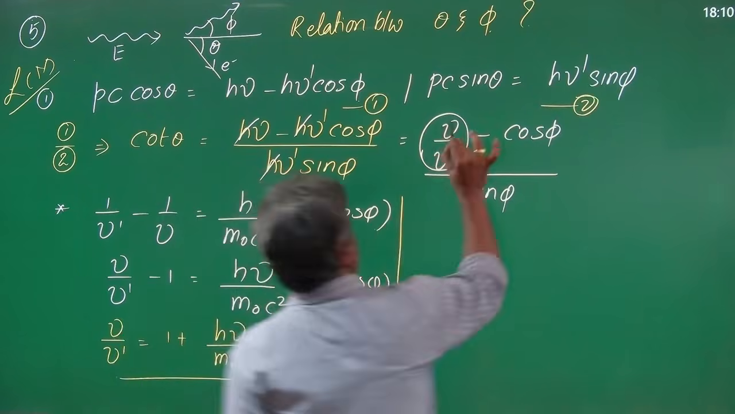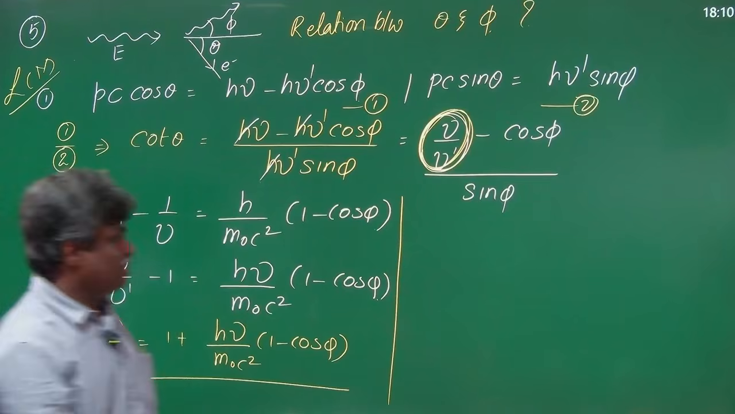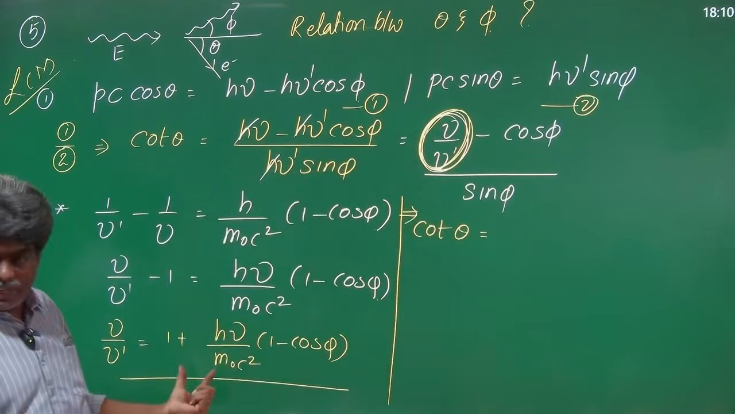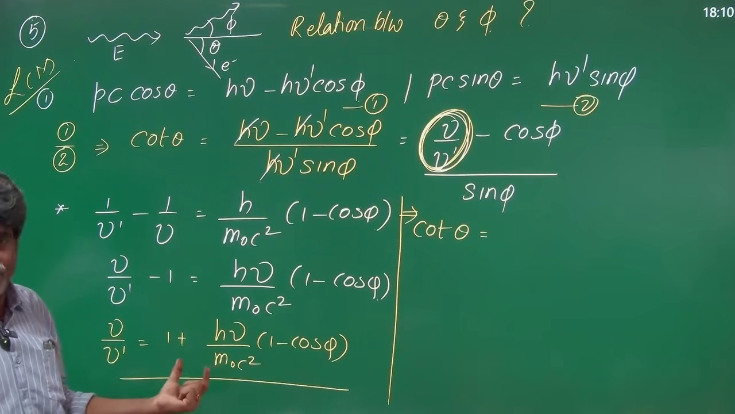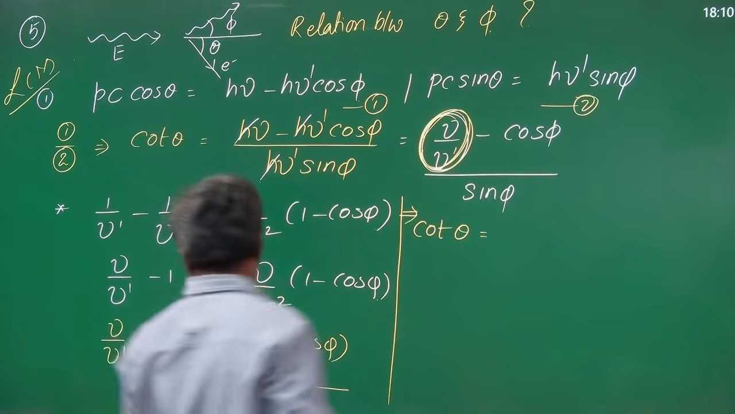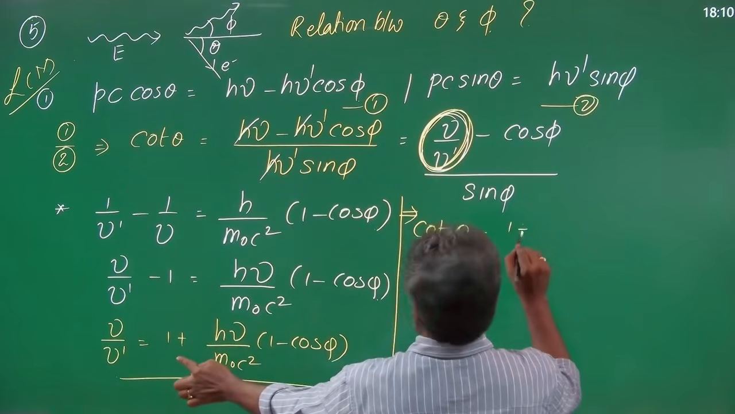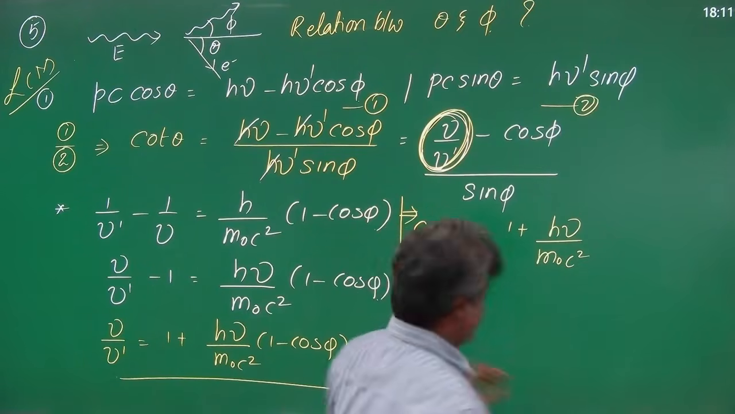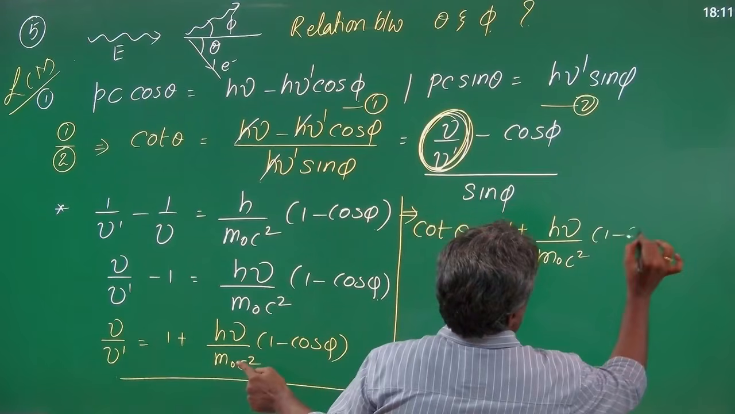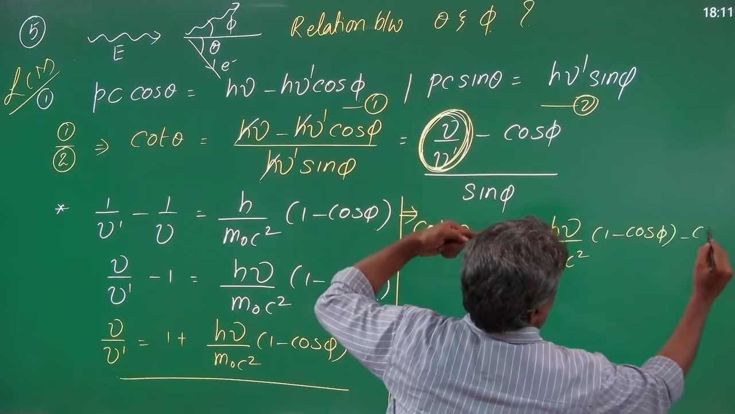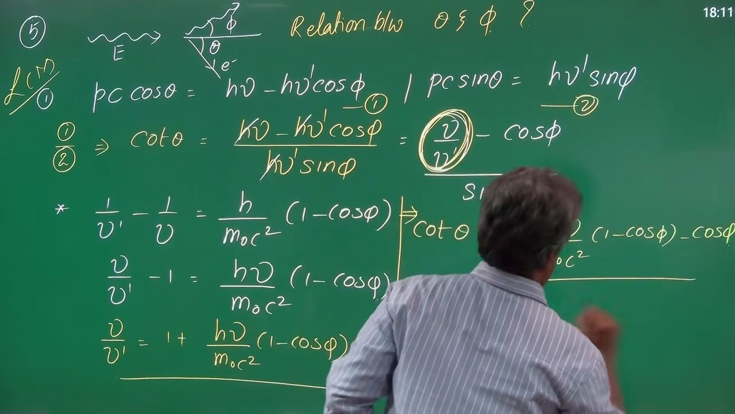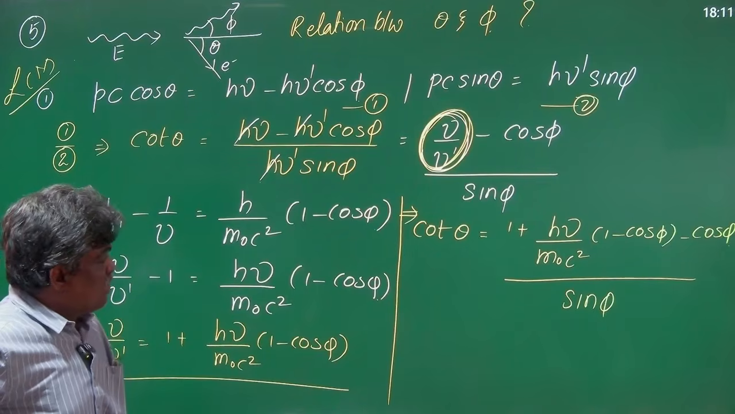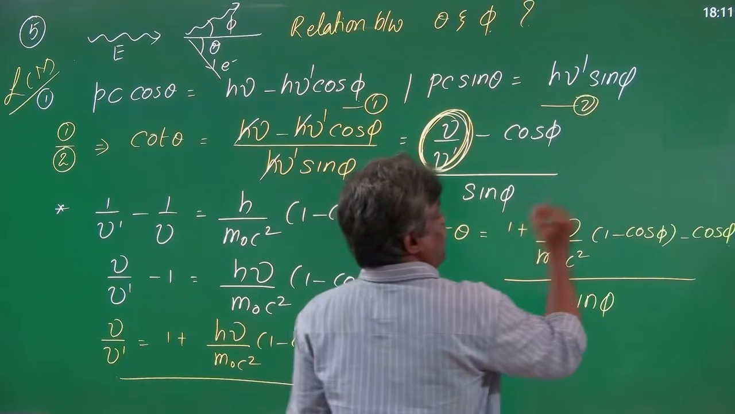Now I am going to take this and substitute here. So cot theta equal to, this nu by nu prime equal to this entire thing. Never be afraid of this mathematics. Mathematics is created by us. So just take this and substitute: 1 plus h nu by m naught c square into 1 minus cos phi, minus cos phi, divided by sin phi. I'm not creating any new step, I'm just substituting, that's it. Now tension will start. There will be 1 minus cos phi, cos phi. What is this? 1 minus cos theta.